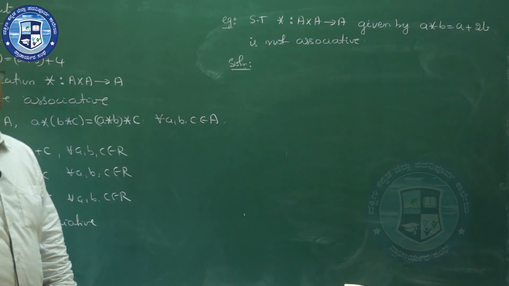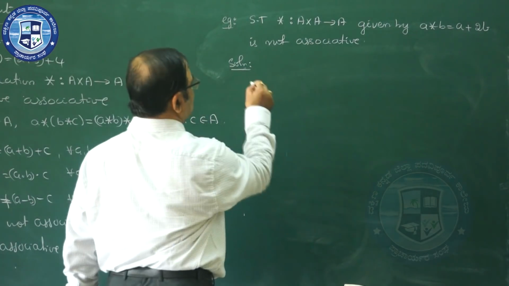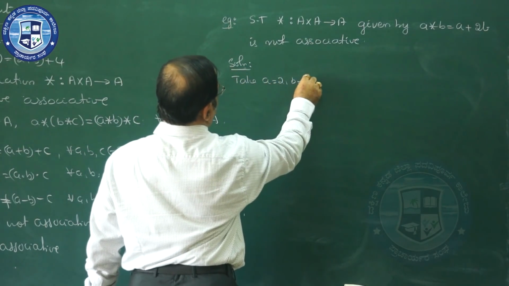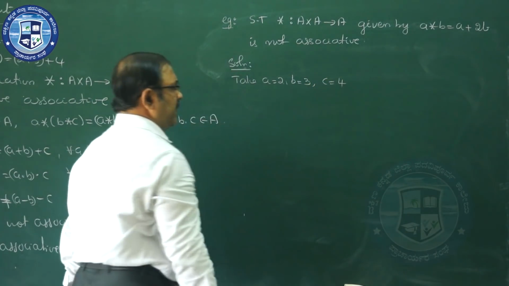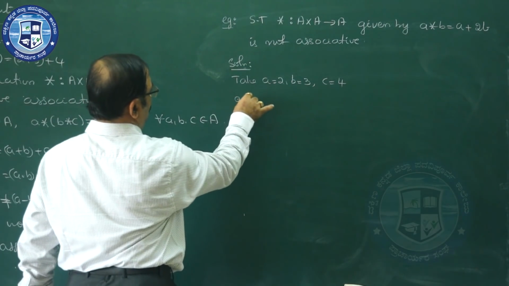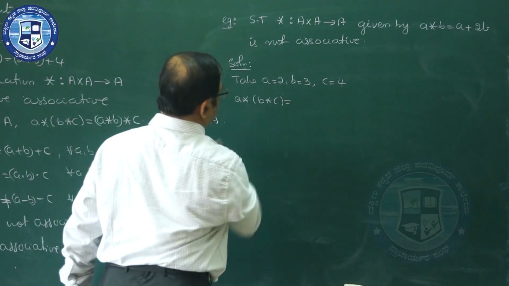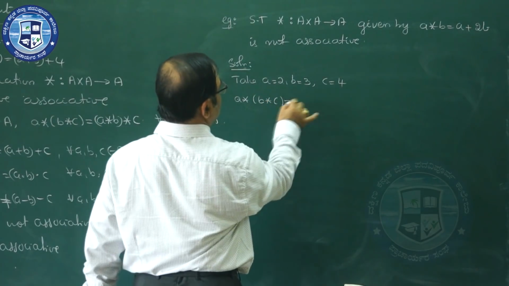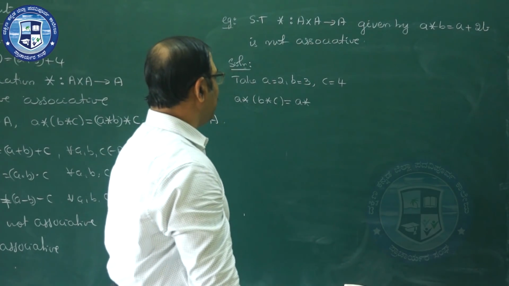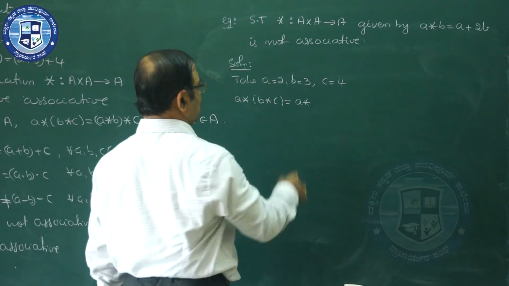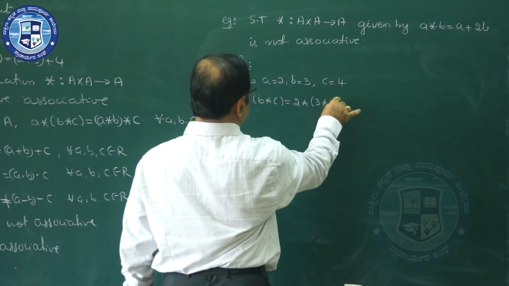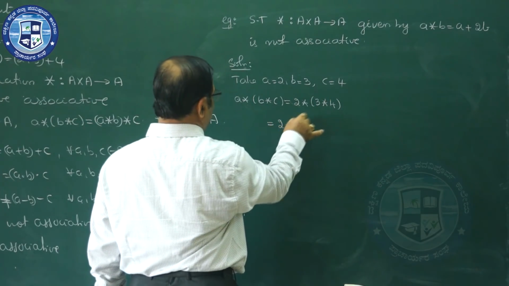I'll explain it by both the methods. For example, let us take A is equal to 2, B equal to 3, C is equal to 4. Now tell me, what is this A star B star C? Can you tell me what is that? What is this B star C? Or this is 2 star 3 star 4. Correct?